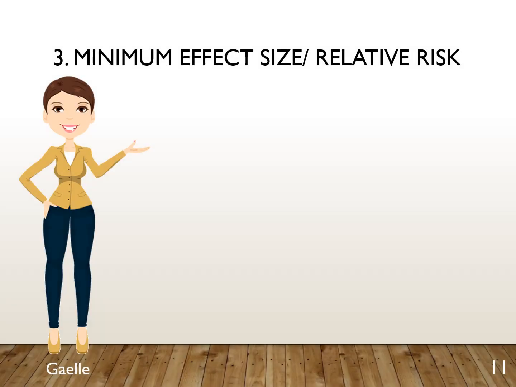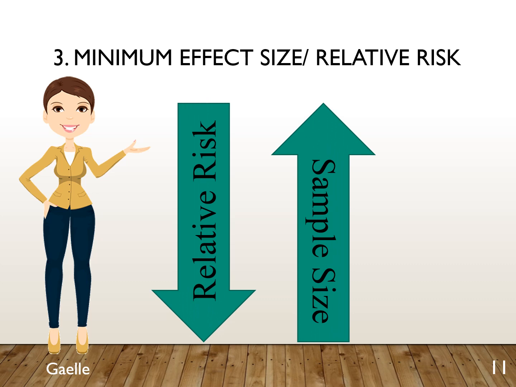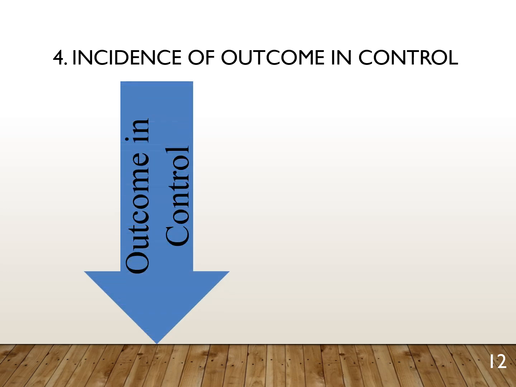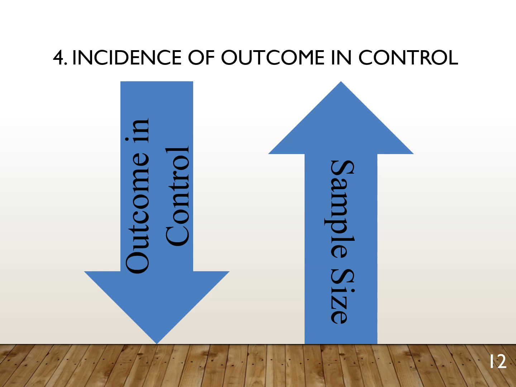The third variable to calculate the sample size in cohort study is the minimal effect size, also known as relative risk. In order to decrease the relative risk, the sample size should also be increased. The fourth variable is the incidence of outcome in control, meaning the disease in control. In order to minimize the outcome in control, the sample size should be increased.